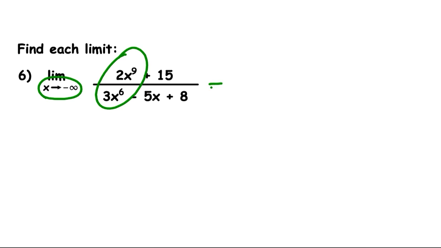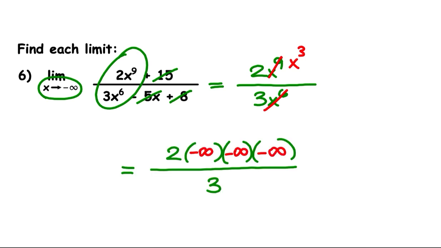Think about this. These aren't going to matter. It's simply 2x to the 9th over 3x to the 6th. I can cancel away 6 x's, making that just 2x to the 3rd up top. Now think about what this looks like when I head towards negative infinity. I'm going to have an odd number of negatives, and negative times negative times negative is negative, of course. And so the answer will be negative infinity. The 2/3, of course, is not going to make any difference. 2/3 of negative infinity is still negative infinity, as weird as that seems.